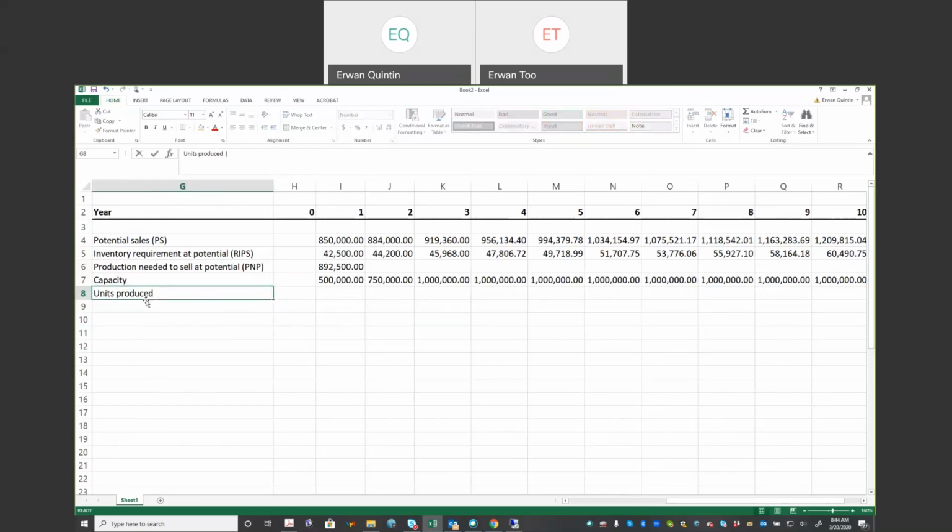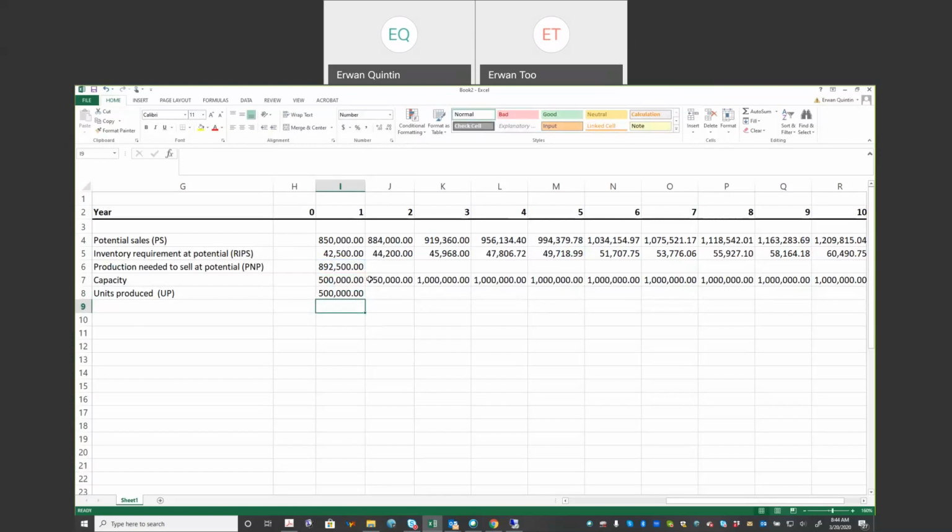Very good. So now we have our capacity, and so we can now calculate under the no hoarding assumption what we're going to be able to produce, and that has a name. This is an acronym. This is called UP, and UP is equal to the minimum of what I need to produce at potential, to sell at potential, I'm sorry, and capacity. Very good. So it's the smaller of the two. So now I know what I'm going to produce. Of course, now I have two numbers that I have left to compute.